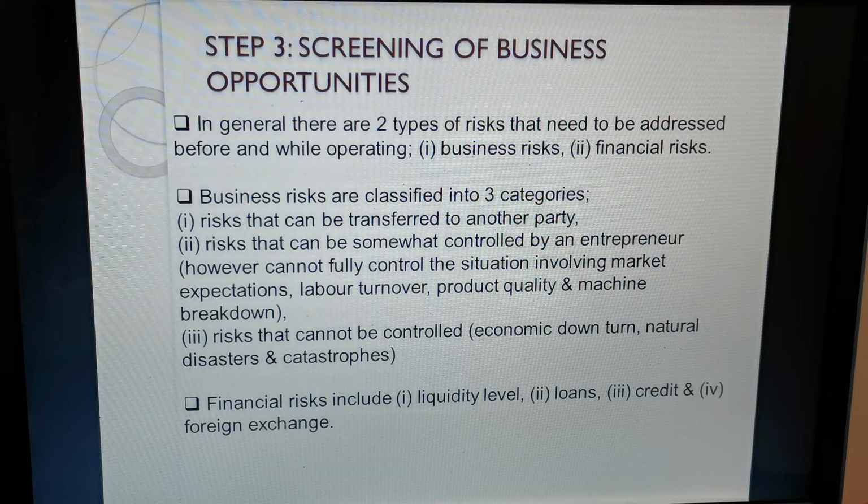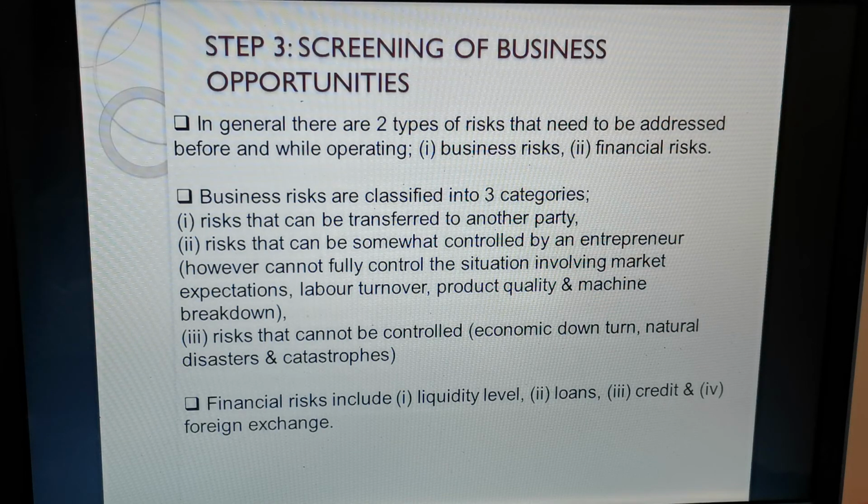Sorry, for number one here, risk that can be transferred to another party, for example to an insurance company. The insurance company will cover hospitalization, which is transferred to another party. So in general, there is risk that can be transferred, risk that somehow can be controlled, and risk that cannot be controlled at all by the entrepreneur.